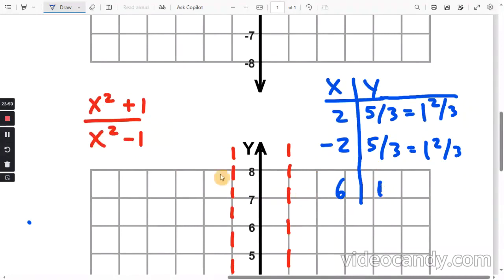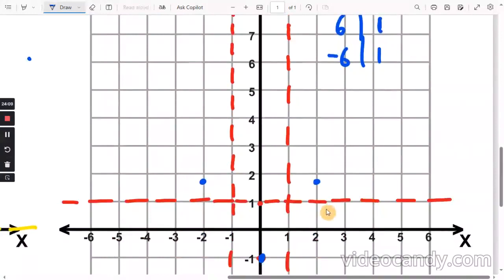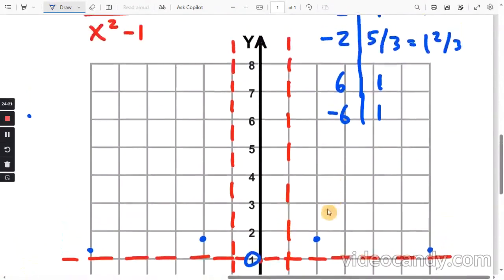Okay, and of course, negative 6 is going to be the same thing. It's just getting closer and closer to 1. It's approximately 1, but not quite. All right, so at the 6, it's right there. And at the negative 6, it's right there. It's getting closer and closer to y equals 1. All right, and I'm pretty sure this part right here is going to approach infinity.